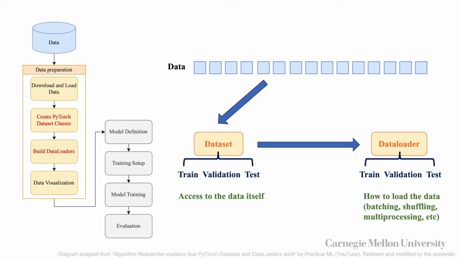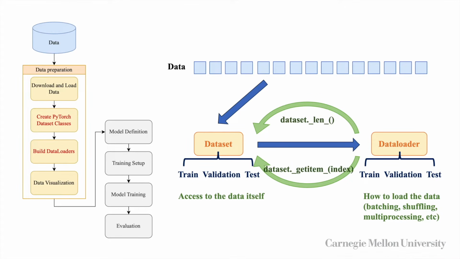So to make this system work, a custom dataset class needs to define two core functions. The len function tells PyTorch how many samples there are in the dataset. The getitem function fetches and returns the sample at some specific index, for example, an image and its label. Once defined, we pass this dataset into a data loader, which takes over the rest of the work.